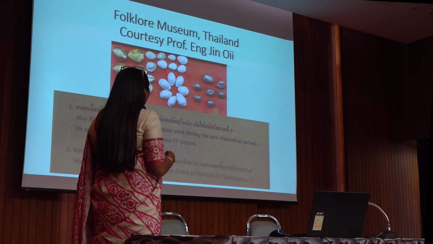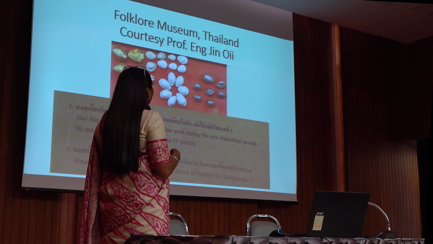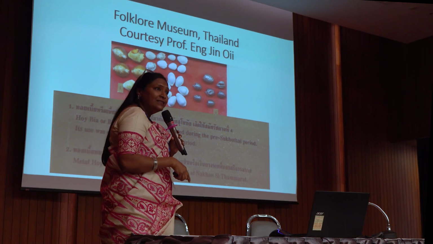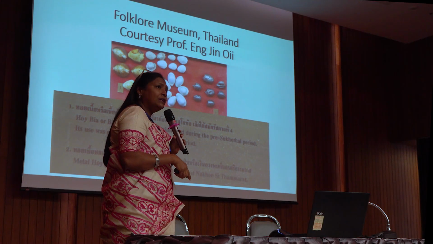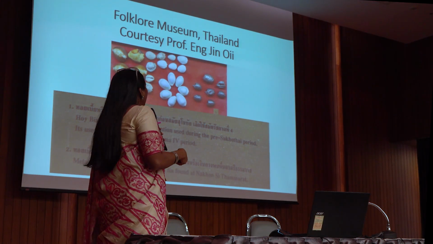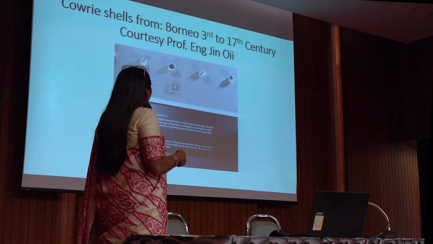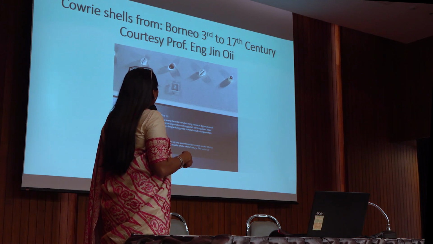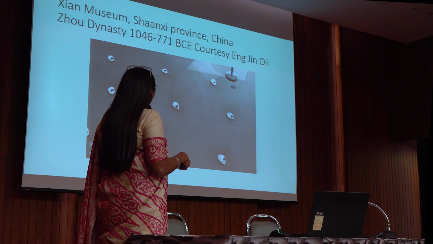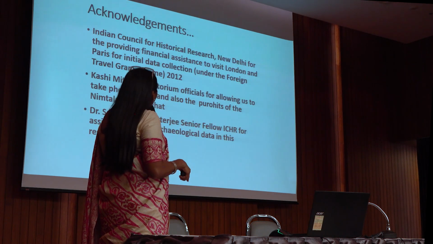Folklore Museum of Thailand, here also you have a lot of cowrie shells, and the metallic cowries. When there was a dearth of cowrie shells in China, they started using bone cowrie, stone cowrie, metal cowrie, and every other cowrie. So here this gives us the context, and from the 3rd to 17th century you have cowrie shells from Borneo as well, which is again very interesting, and these are from China.